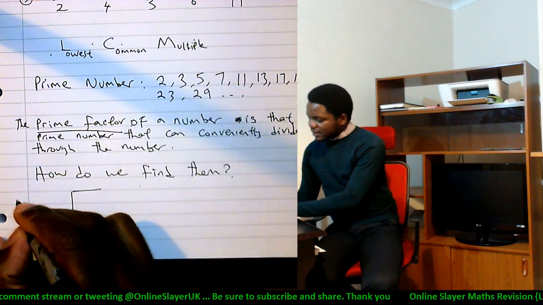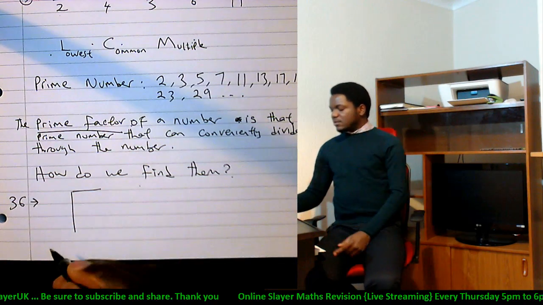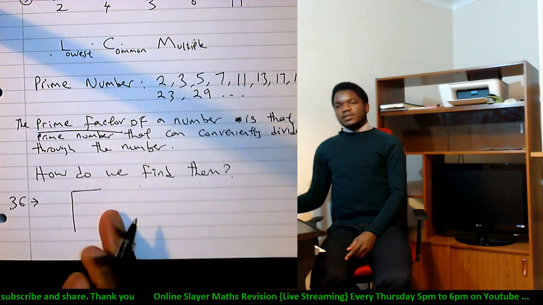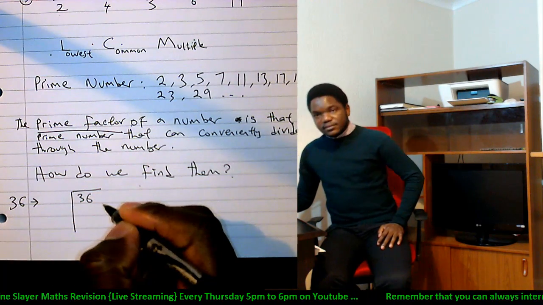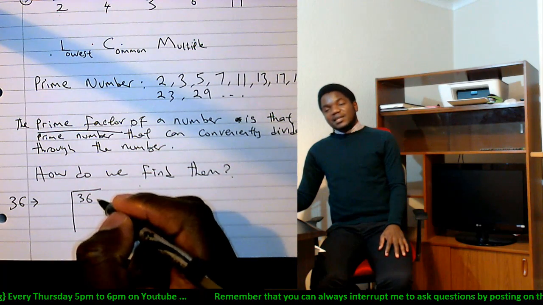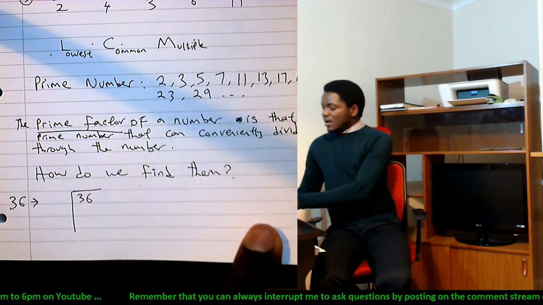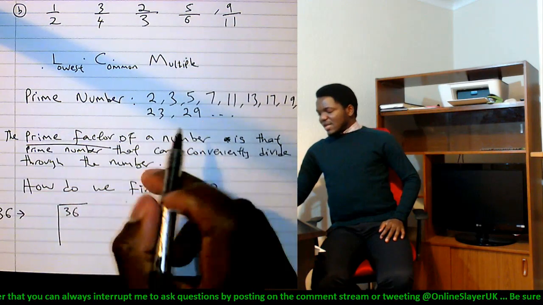For instance, if I'm looking for the prime factors of 36, what do I need to do? I'm going to write 36 here, and I'm going to start dividing by likely prime numbers that can go into it. All I need to do is to look at the array of prime numbers that exist and start from the lowest one.